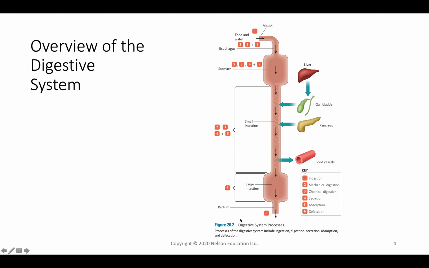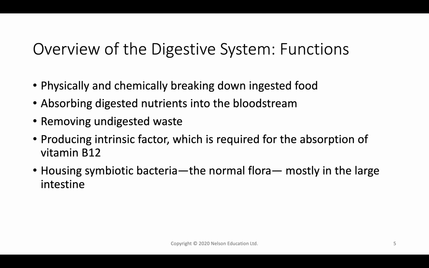So that's an overview of the digestive system, and we're going to break it down as we travel through here. The function of the digestive system is to physically and chemically break down food you have ingested, to absorb all the digested nutrients into the bloodstream, to remove undigested waste, and to produce all sorts of different biochemicals, including intrinsic factors that are required for the absorption of biomolecules.